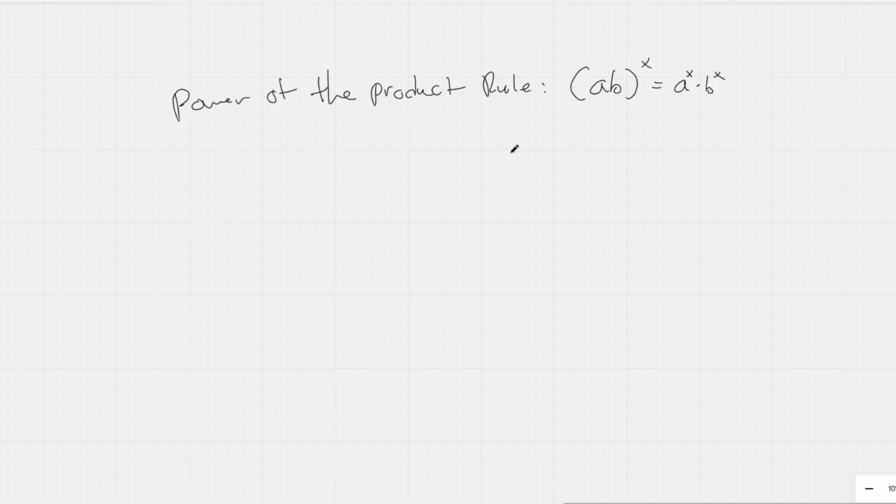Let's do an actual example for this now. So let's put 2 times 3. Remember, whenever I put a dot, it just means multiplication. So I have 2 times 3 to the power, instead of x, let's do 2.